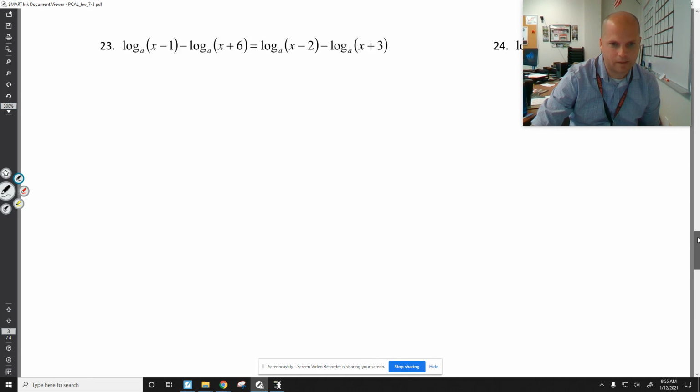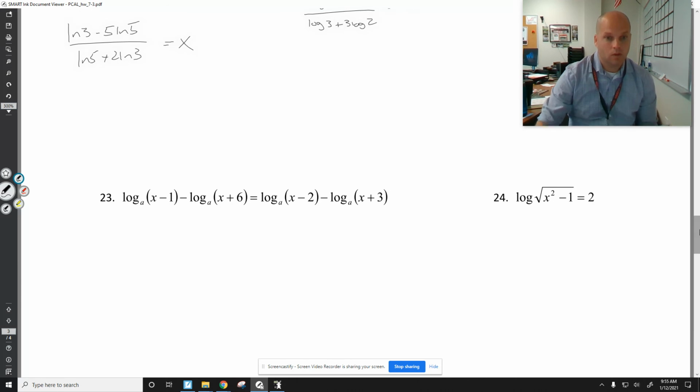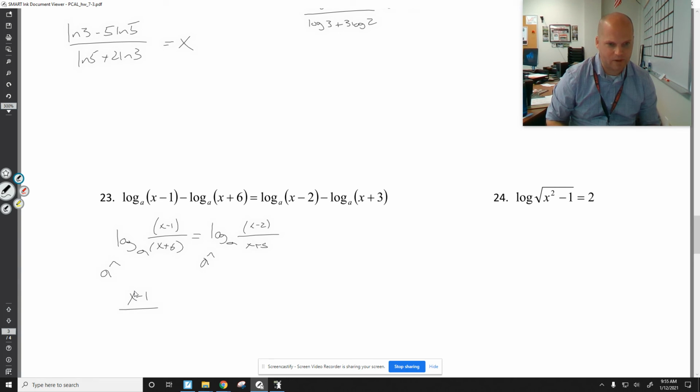All right, I can power through here. So many logs. Use log properties to simplify. Log base a of (x minus 1) over (x plus 6) is the left side. The right side is log base a of (x minus 2) over (x plus 3). Take a to the power of both sides, and the log base a's go away. I get (x minus 1) over (x plus 6) equals (x minus 2) over (x plus 3).